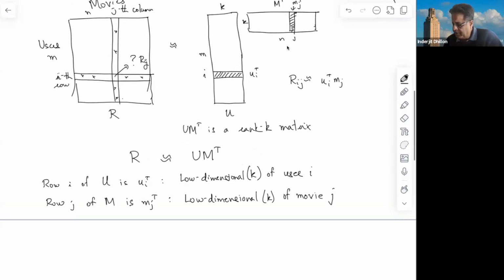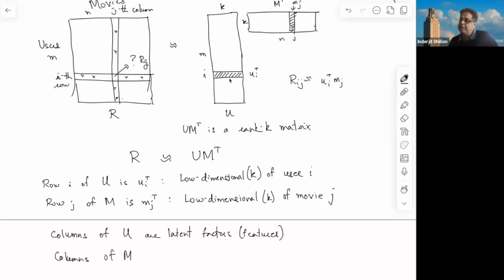Okay. And in particular, like I said, if I look at columns of U, columns of M, these you can think of as the different latent factors. You can think of these as some extracted features for users. Okay, and these are latent factors, features for movies.